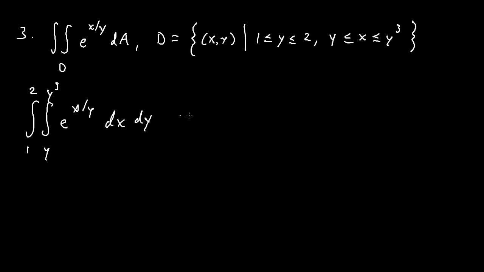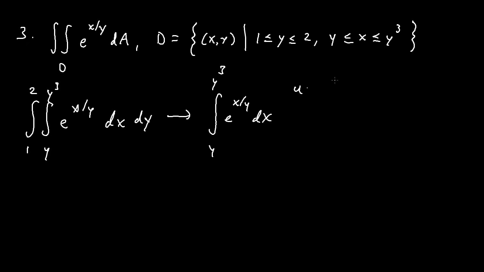So when I go ahead and solve this iterated integral, let's go ahead and write the inside integral first. So from y to y cubed of e to the x over y times dx. And so we are integrating with respect to x. So in this case, x is the variable and y is just a constant. So I can just do u substitution here.